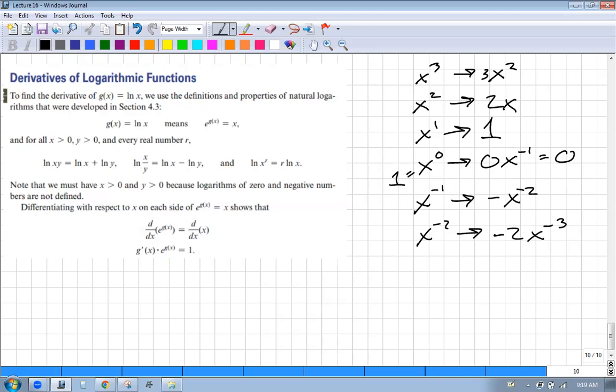Later on, we're going to have an issue when we're going backwards, right? When we're doing integrals, when we're going backwards, there's going to be a hole right in the middle. Okay.